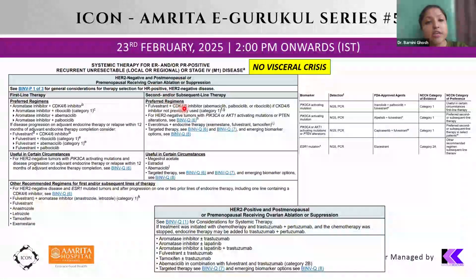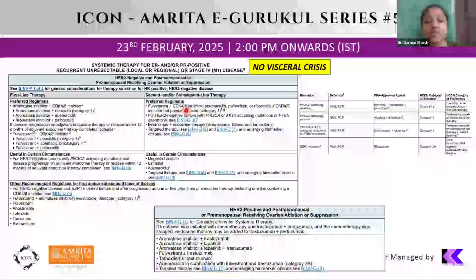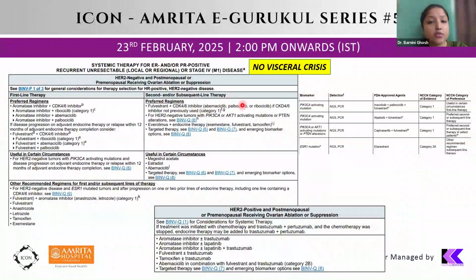Now, coming to the second line therapy, if an aromatase inhibitor or tamoxifen has been used in the first line setting, then in the second line setting, we may consider fulvestrant along with a CDK4/6 inhibitor, provided that a CDK4/6 inhibitor has not been previously used. We may also combine everolimus with exemestane, and we may also go for these marker-directed therapies. That is, in case of PIK3CA activating mutations, we may go for alpelisib and fulvestrant. For PIK3CA or AKT1 activating mutations or PTEN alterations, we have the option of capivasertib plus fulvestrant. And for ESR1 mutant patients, we have the option of giving elacestrant.